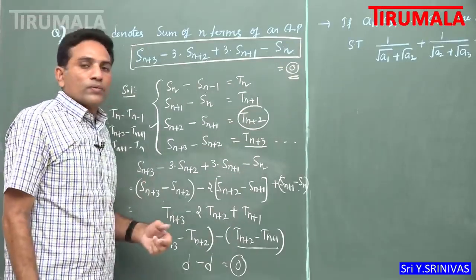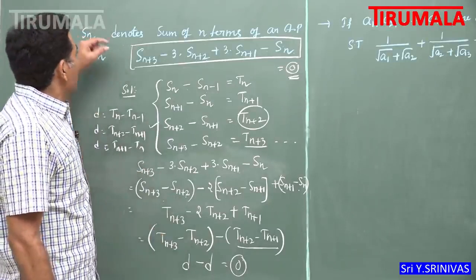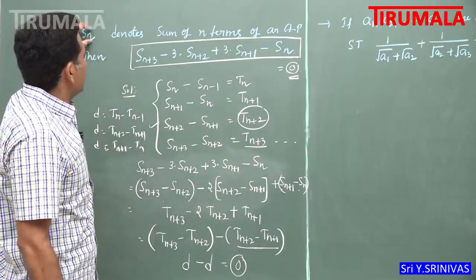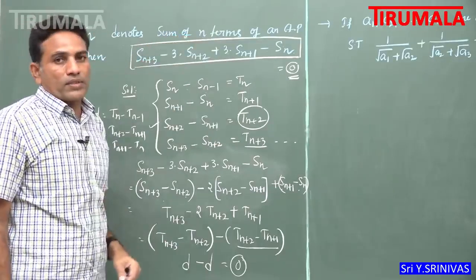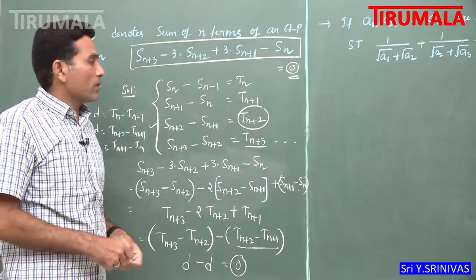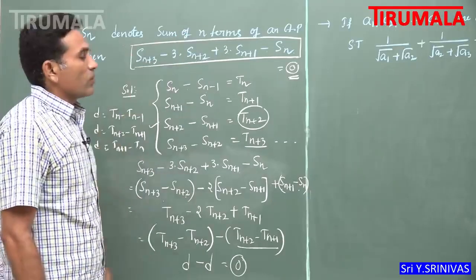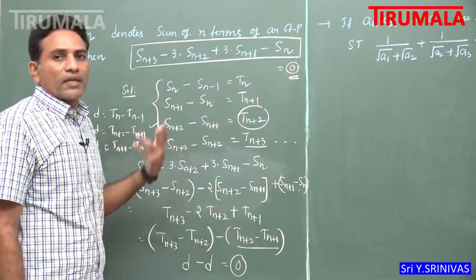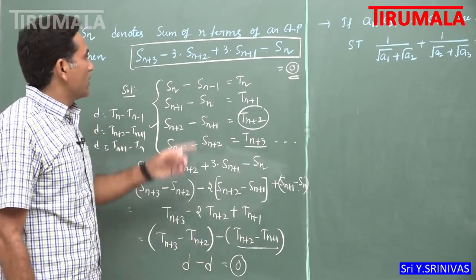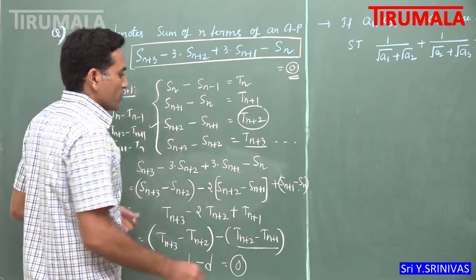In objective, here let us take Sn is the sum of the first n natural numbers. Let us take n equals 5, or 2, or 3, or n equals 1. Let us take n equals 1 in objective method 2.